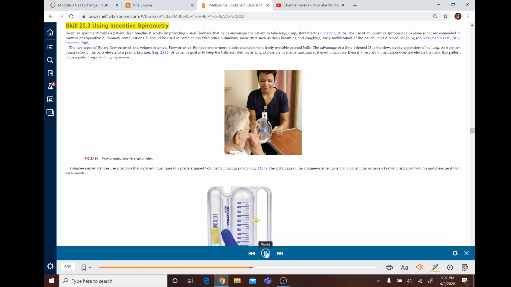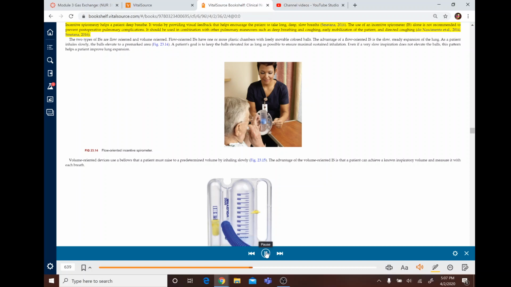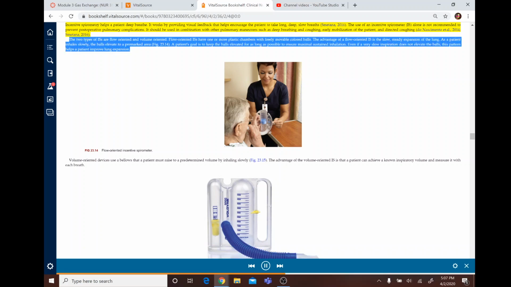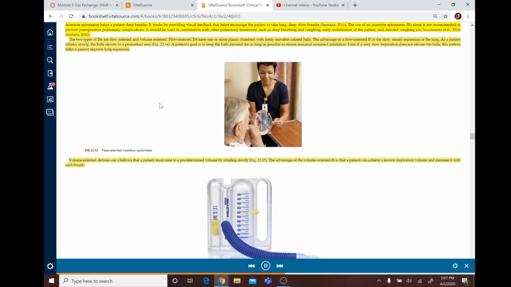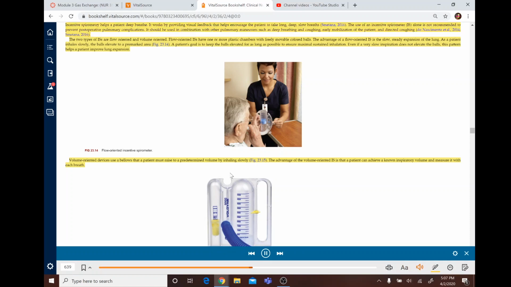Skill 23.3 Using incentive spirometry. Incentive spirometry helps a patient deep breathe. It works by providing visual feedback that helps encourage the patient to take long, deep, slow breaths. Smetana, 2016. The use of an incentive spirometer, IS, alone is not recommended to prevent postoperative pulmonary complications. It should be used in combination with other pulmonary maneuvers such as deep breathing and coughing, early mobilization of the patient, and directed coughing. Do Nascimento et al., 2014, Smetana, 2016.